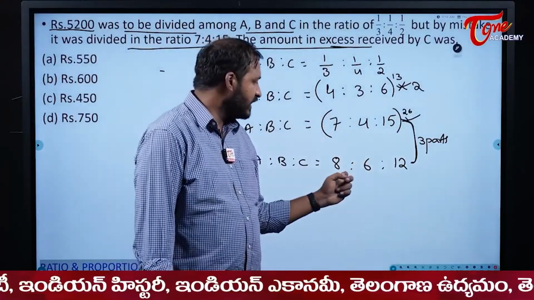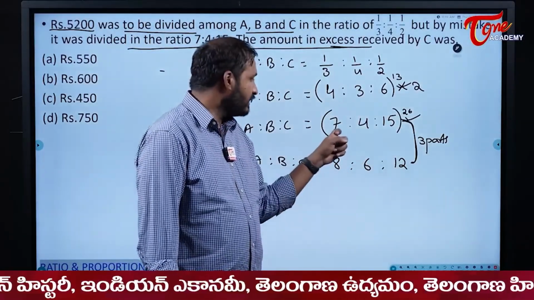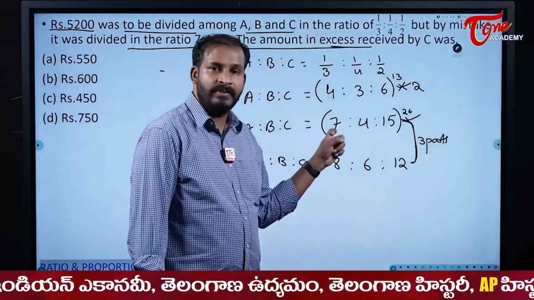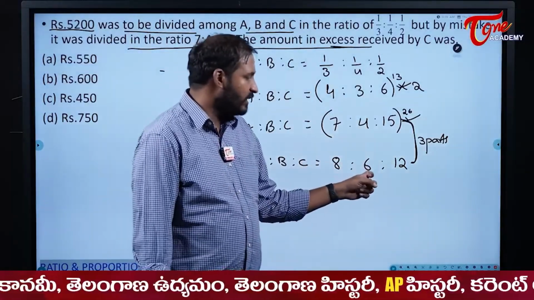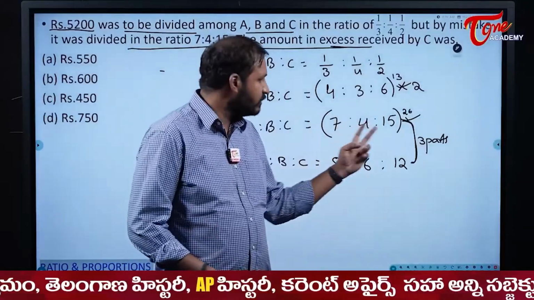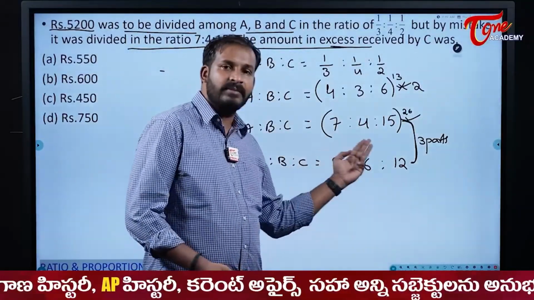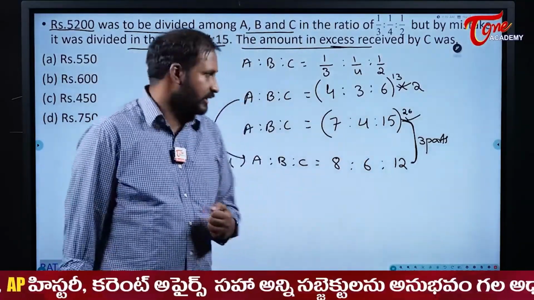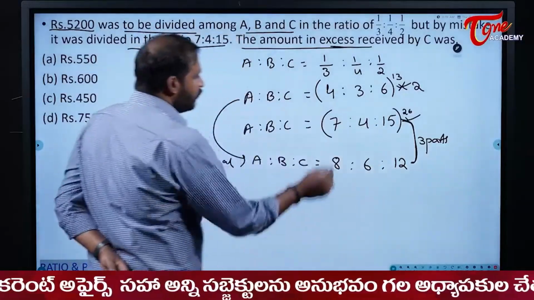Please see here, actually A should get how many parts here? 8, but after the change he is getting 1 part less. Actually B should get how many parts? 6 parts, but by mistake he is getting only 4 parts. So these 3 parts will be compensated from A and B together.